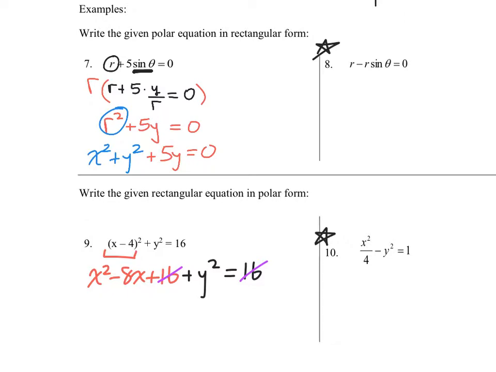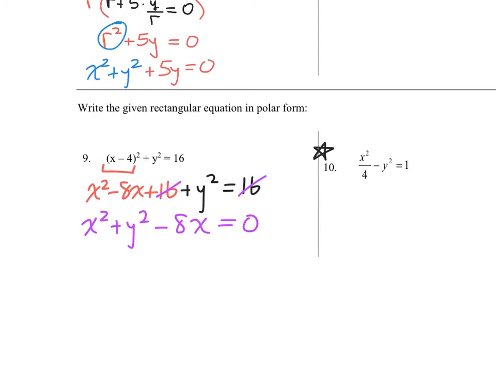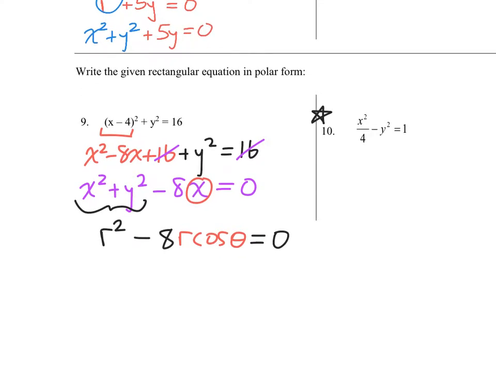I can rewrite as x squared plus y squared minus 8x equals 0. By definition, x squared plus y squared is equal to r squared, and x is equal to r cosine theta. The 8 was already there. x is not equal to 8, because that doesn't make any sense. All right, so this is in polar form.